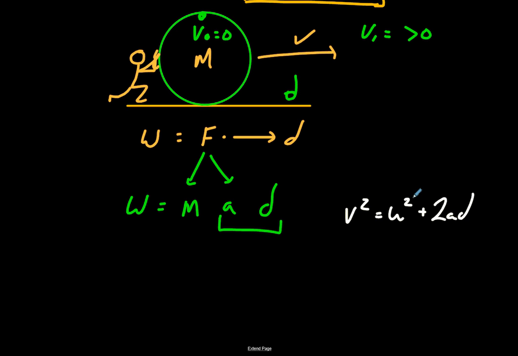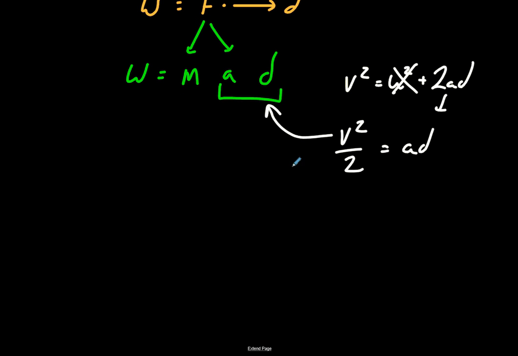Right, that's true. At the start of this, we said that the initial velocity was 0, so we can just get rid of that. Okay. And we can do a little rearrangement here, and say that v squared over 2 equals AD, right? Then we can do a little substitution. Where we see AD, we can put v squared over 2. So, just a subtle change here.